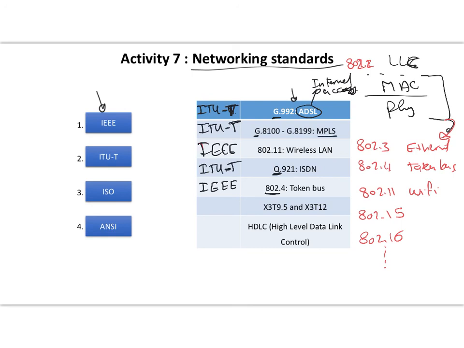This is for MPLS. You don't have to know much about MPLS. And ISDN is for teleconferencing. Again, you don't have to know the details about all these physical layer standards.